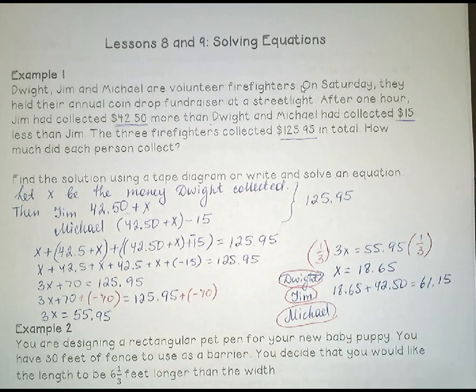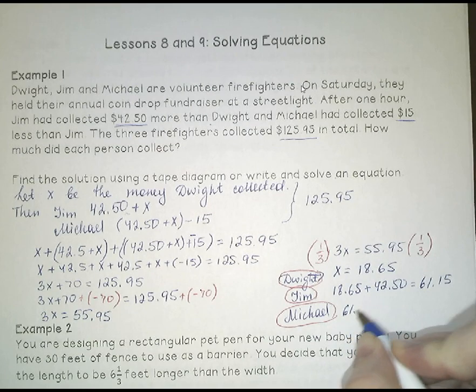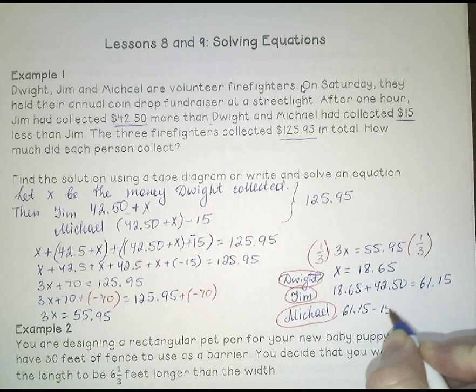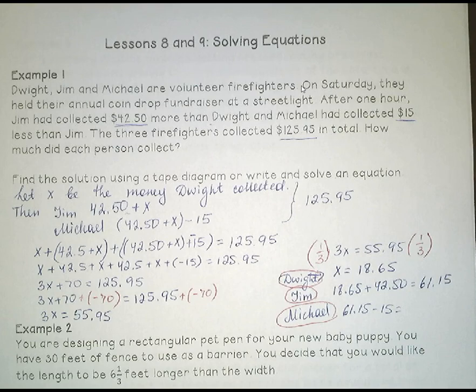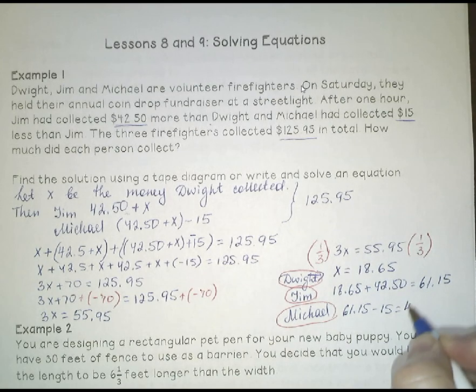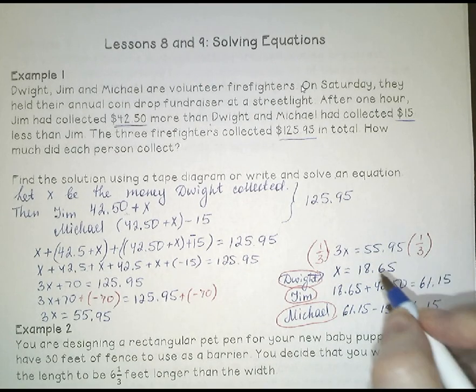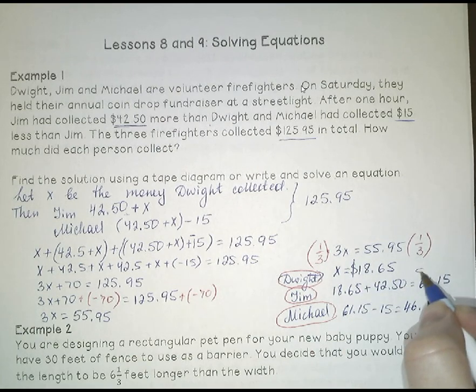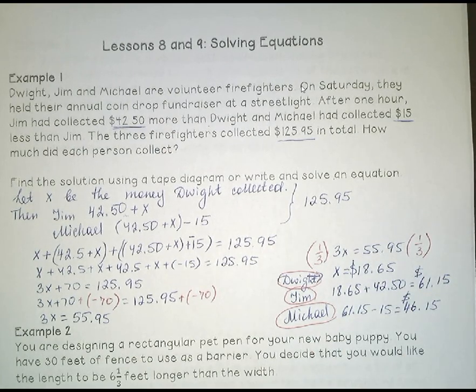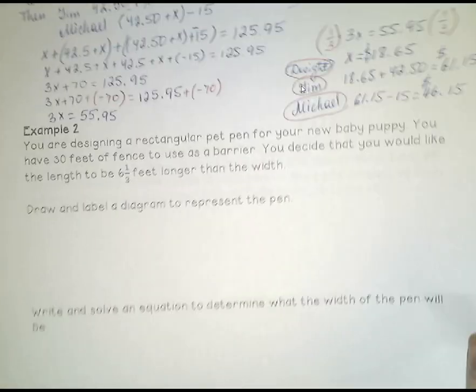61.15. And Michael collected $15 less than Jim. So it will be 61.15 minus $15, or plus negative, same thing. And that will be 46.15. If you put it in the dollar amount, you will get your answers. Okay, that is your example 1. Let's look at example 2.